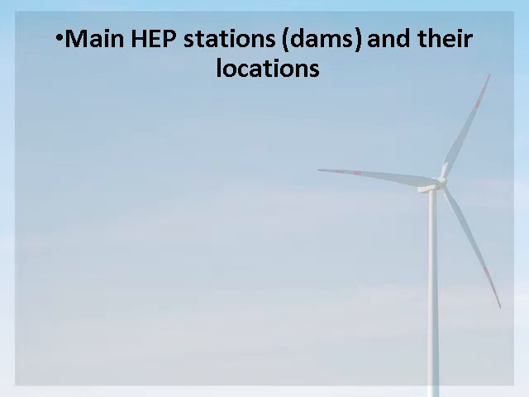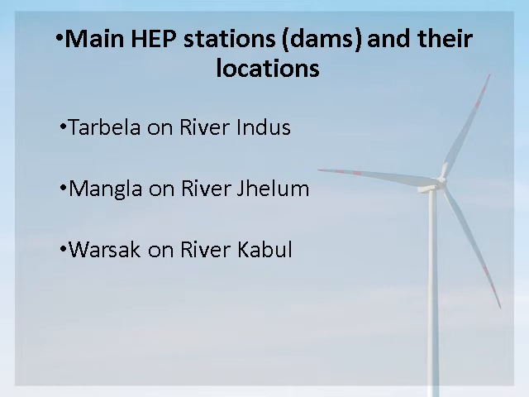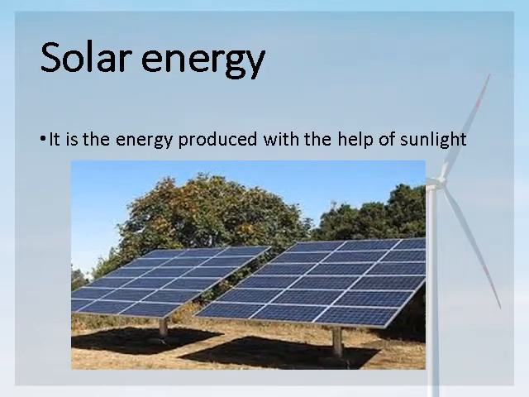Main HEP stations or dams and their locations: Tarbela on river Indus, Mangla on river Jhelum, and Warsak on river Kabul. Solar energy resource. It is the energy produced with the help of sunlight. As you can see in the picture, you can see solar panels.